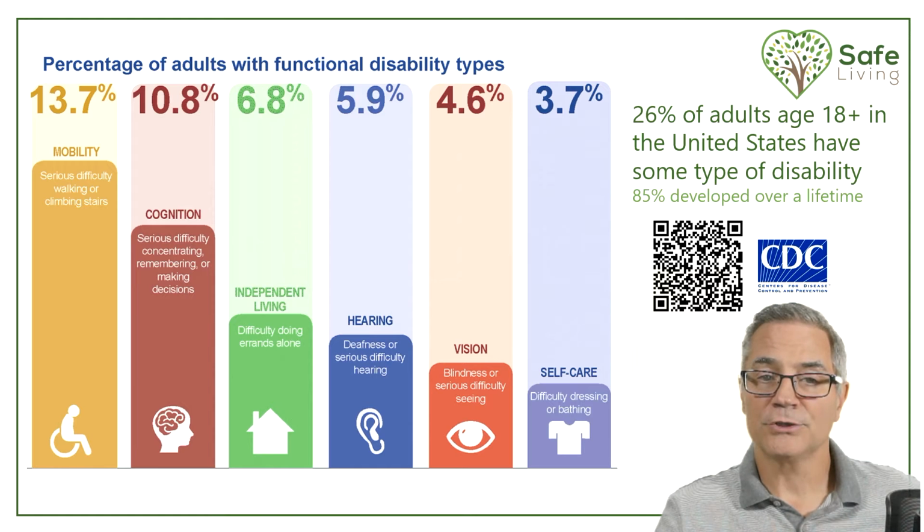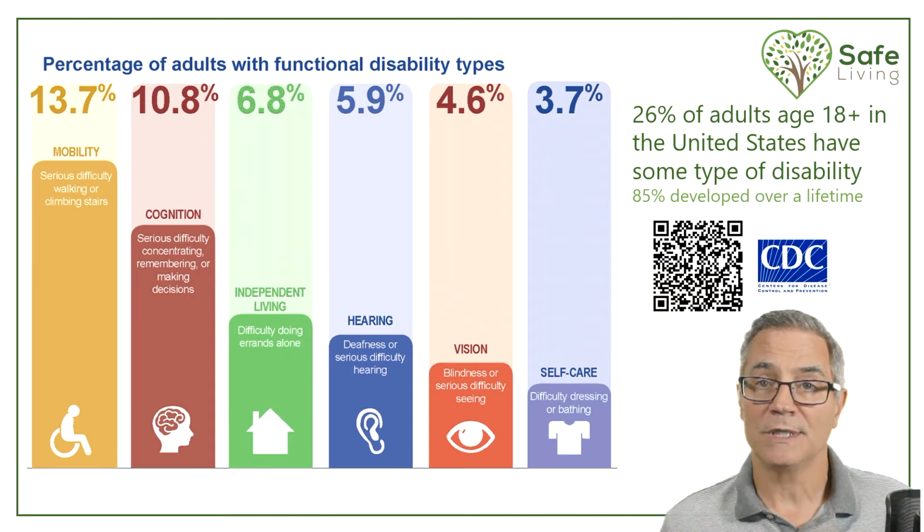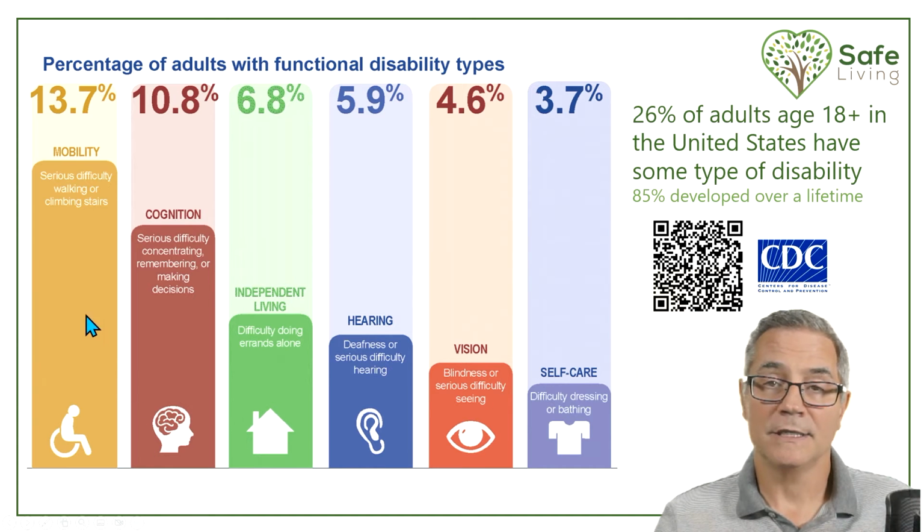This slide here shows the percentage of adults with the functional disability types. 26% of adults age 18 in the United States have some type of disability, and 85% will develop it over a lifetime. But if we look at this breakdown, again, this is really important when we start to look at home modifications. 13.7% have a mobility issue, with a serious difficulty walking or climbing stairs.